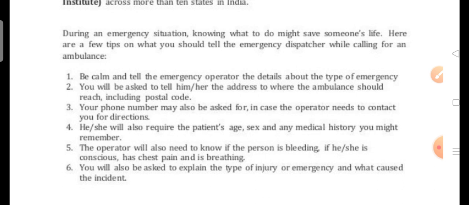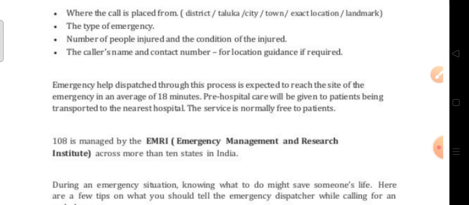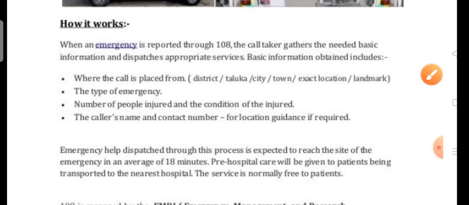If you want you can write these points, otherwise you can leave them, but the main points are what you have to write here. The first point you have to write is this one, the second one is this one. The third point you have to write is this one.